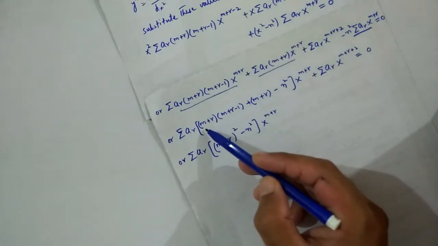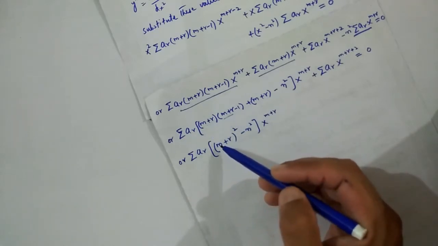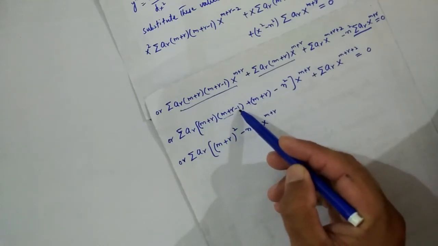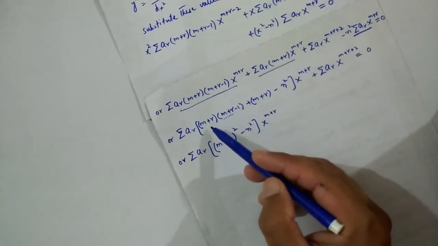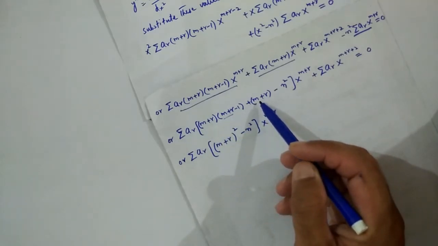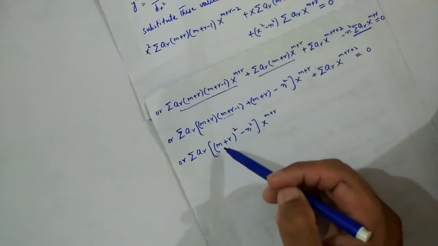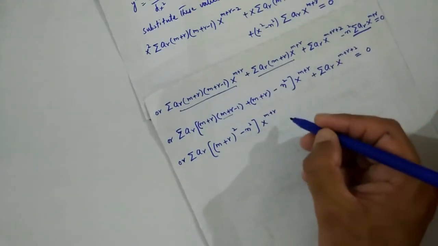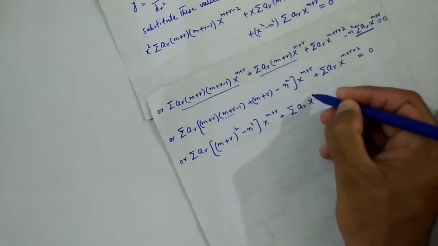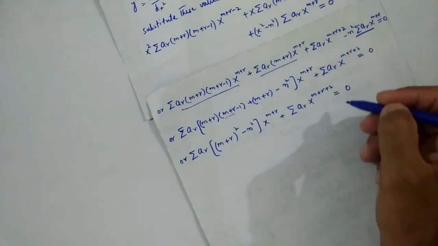You can multiply this m plus r with this term plus first, so we will get m plus r whole square, and then m plus r will be multiplied with minus 1, so that will give us minus into m plus r. That minus into m plus r will be cancelled with this m plus r, so we are left with only this term, plus summation a_r x to the power m plus r plus 2. This is equal to 0.